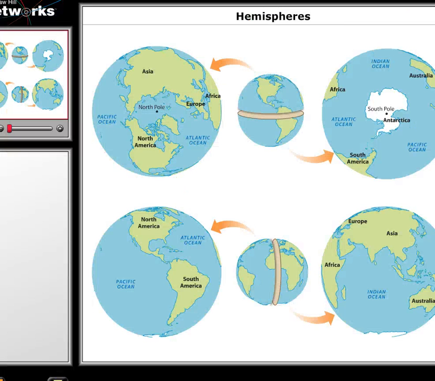Okay, and in terms of hemispheres, we live in the northern hemisphere, which is divided north and south by the equator. We also live in the western hemisphere in North America. The dividing line there, which divides east and west, is known as the prime meridian.